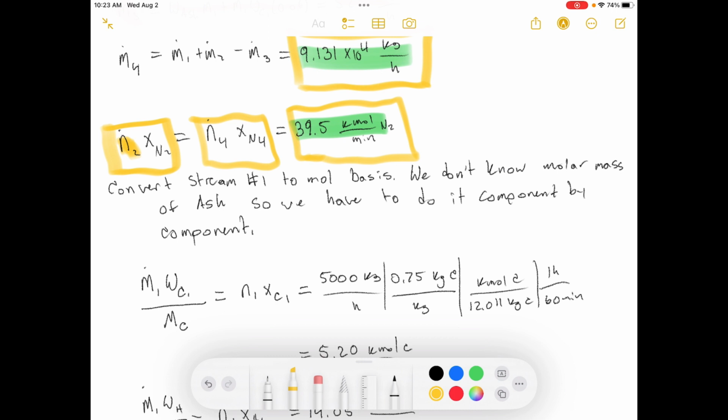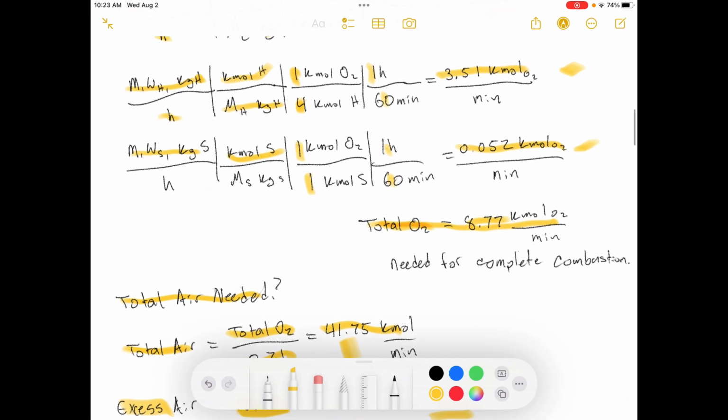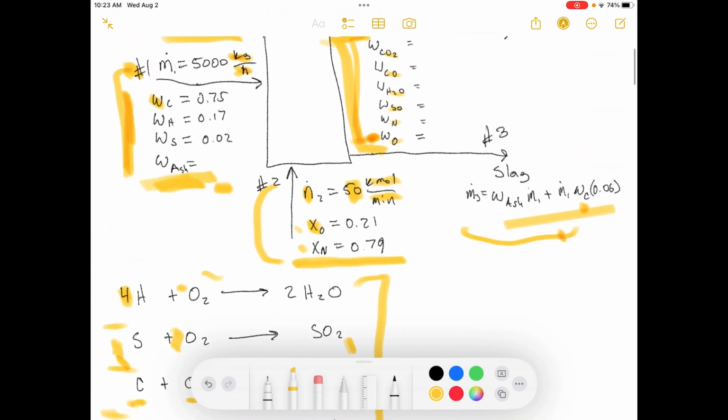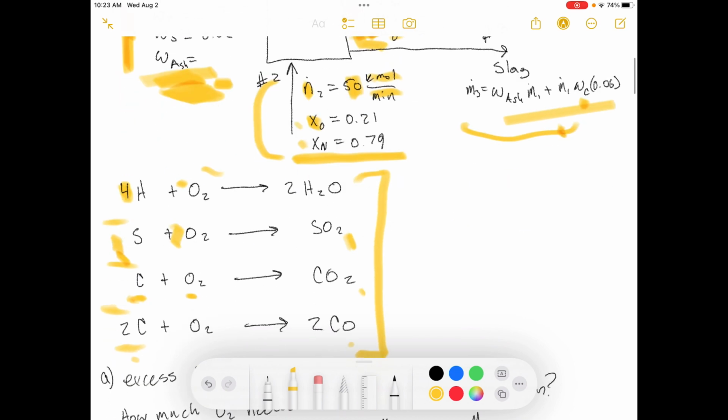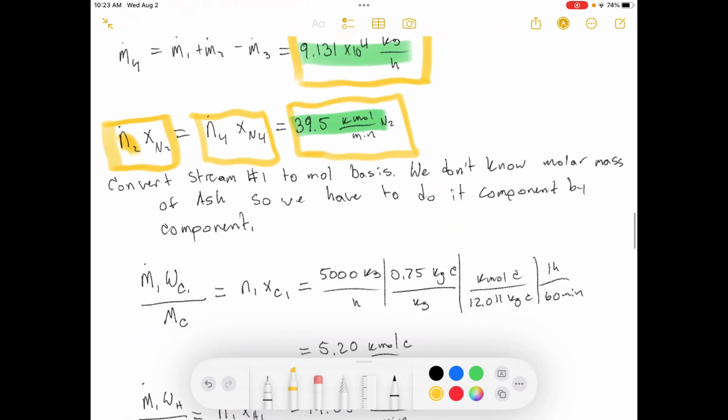Okay, so we need to figure out what moles are going in, because in order to do all of our reaction equations, let's go back to our reaction equations, we need to have stream 1 in moles, or else we can't do any of this math, right? So that's our next step. We need to change stream 1 into a moles basis.